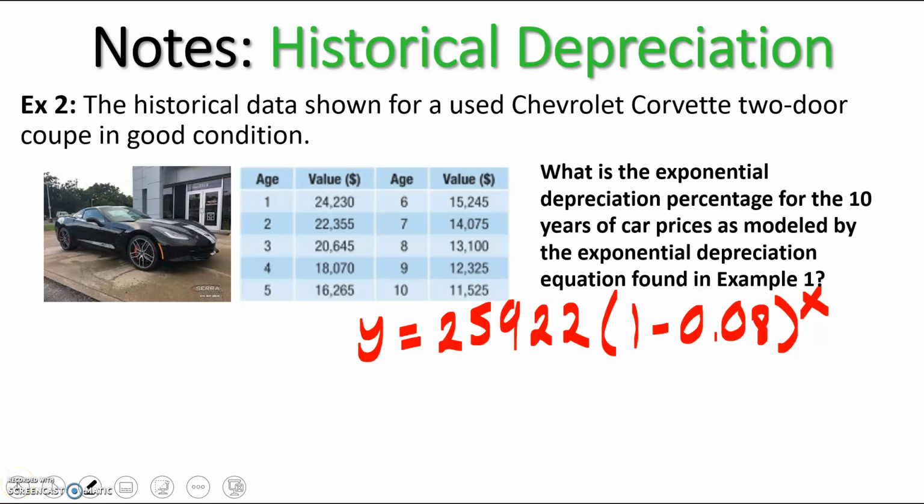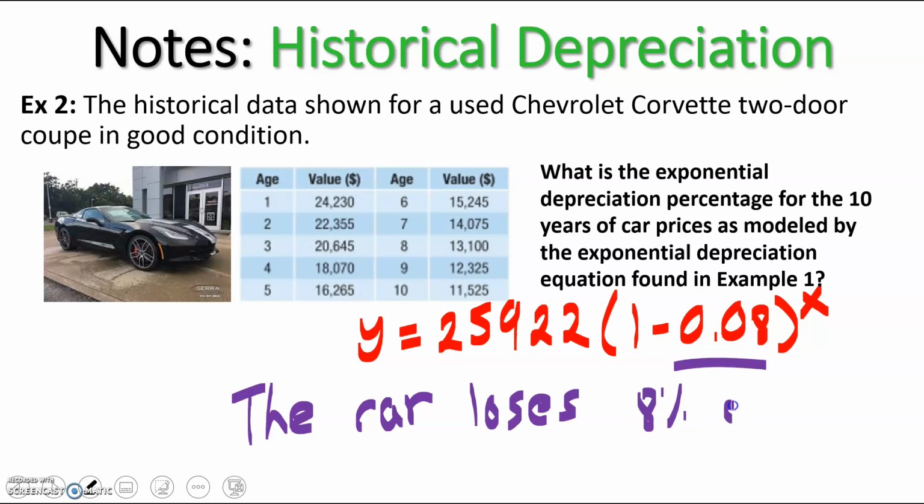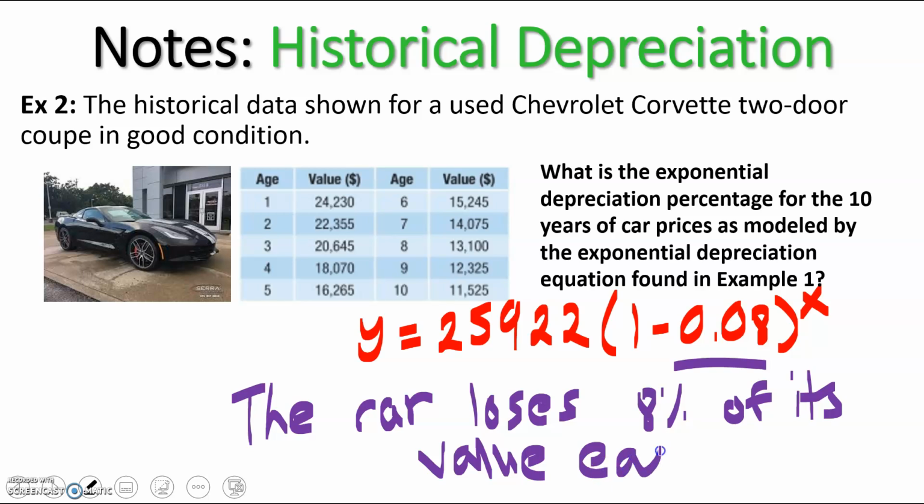All right, so for example 2, same problem, but different question. What is the exponential depreciation percentage for the 10 years of car prices as modeled by the depreciation equation found in example 1? We kind of already discussed this in example 1, but we know here that the car value is depreciating by 8% each year. So the car loses 8% of its value each year.